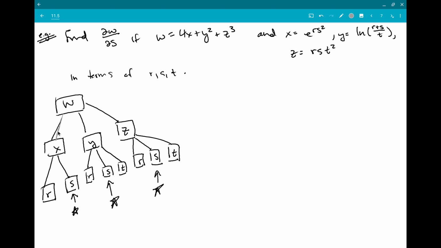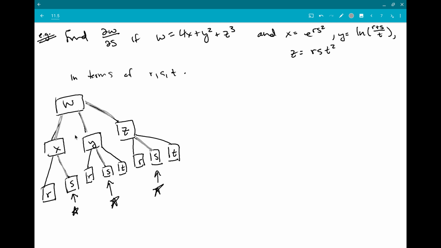So to reach this s, I can go down through x to get down to s. That's the only way to reach it. To reach this s, I go down through y and then down to s. And to reach this s, I go down through z and then down to s.